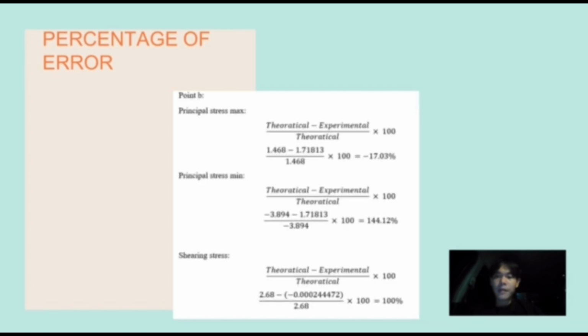Next is point B. Percentage of error for principal stress maximum is negative 17.03%. For principal stress minimum it is 144.12%, and for the shearing stress it is 100%.